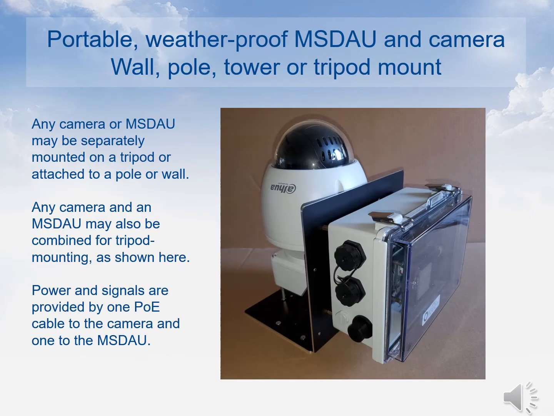Mounting methods are available for both cameras and MSDAUs, either on a tripod or on a building, pole, or on a tower. Shown here is an MSDAU combined with a 12x optical zoom pan-tilt zoom camera co-mounted on an assembly that allows both of them to be mounted on a common high-stability tripod such as those used by surveyors.